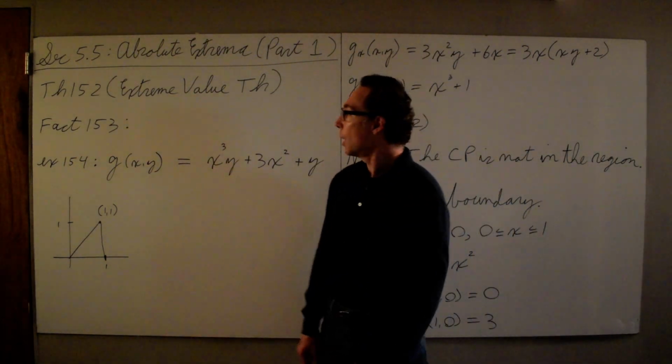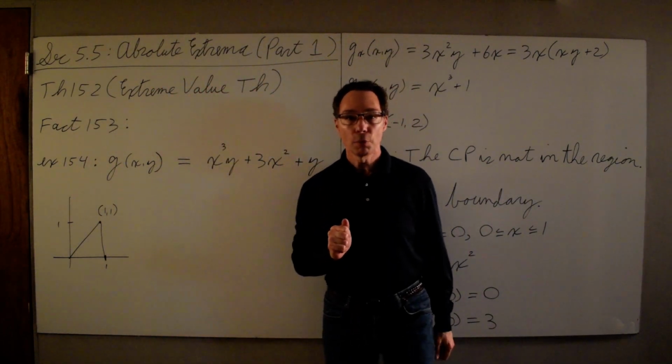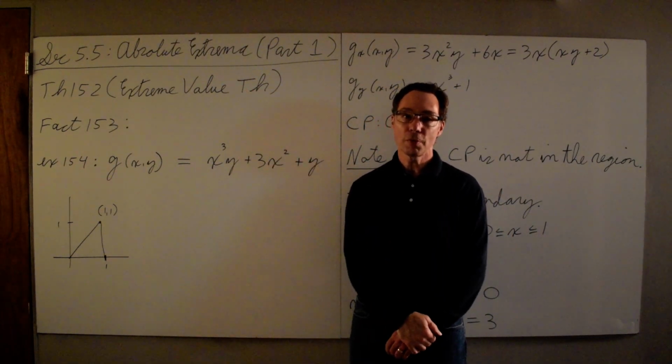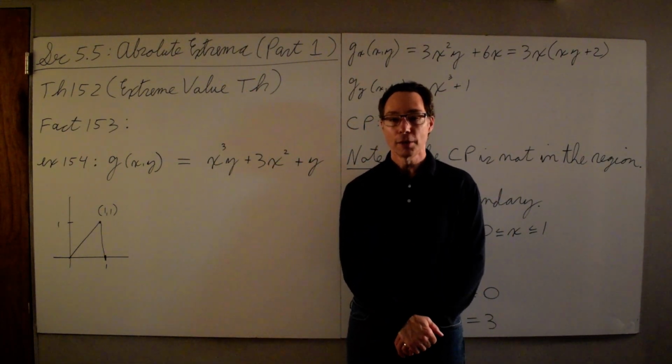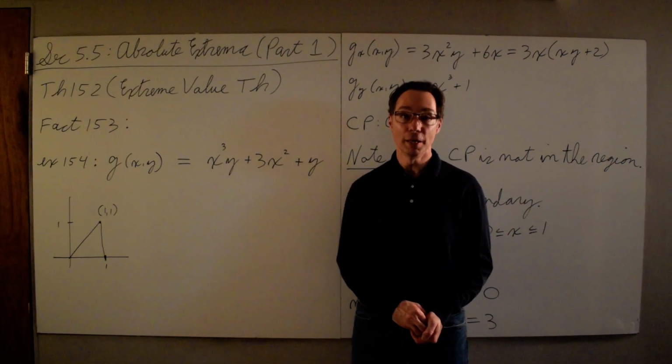This is the first video on section 5.5, absolute extrema. And we start with the extreme value theorem. Remember, we had something called the extreme value theorem in Calculus 1 that said that a continuous function on a closed interval had a max and it had a min.